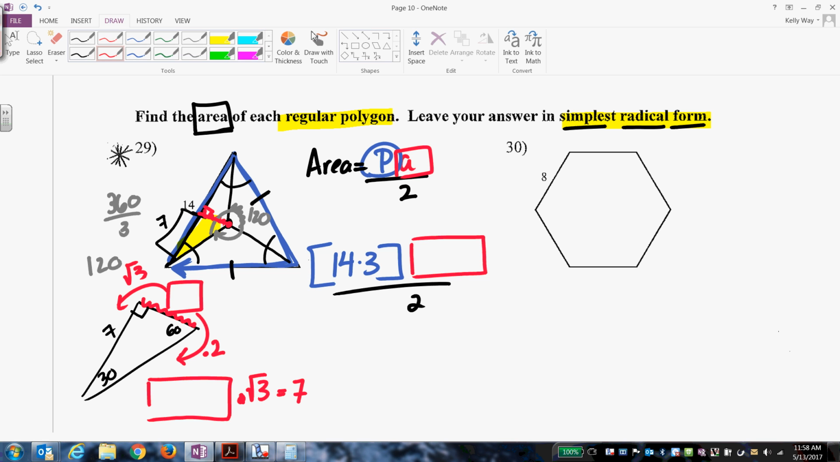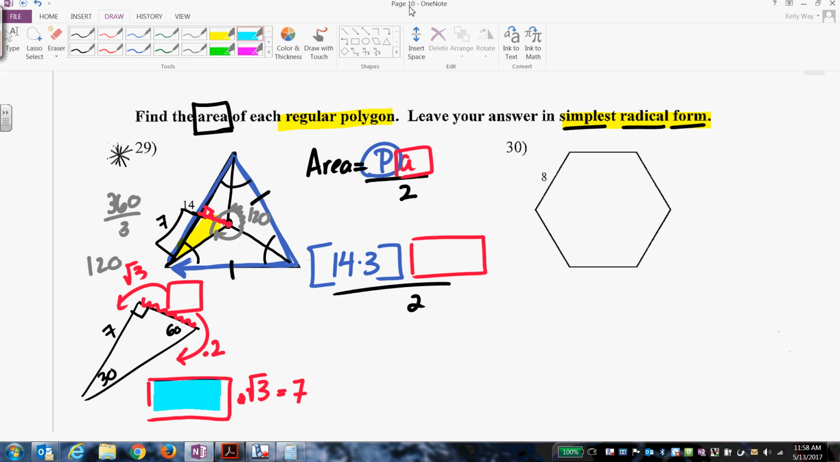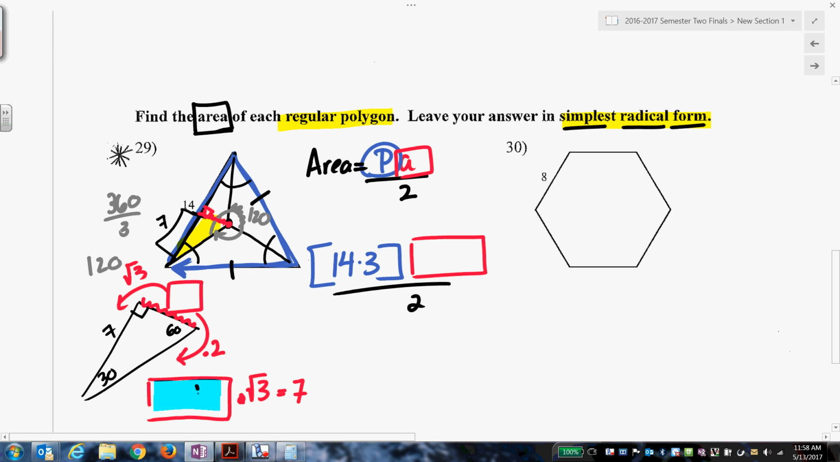I'm going to pause for a moment and see if you can't come up with that. Something times root 3 is 7. I know you need a root 3 in there because that gets us down to 3. We're going to divide by 3, and that gets us down to 1. To make 7, that's 7 root 3 over 3.